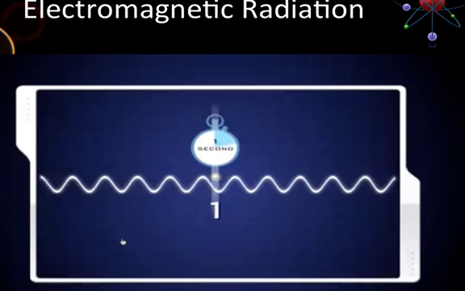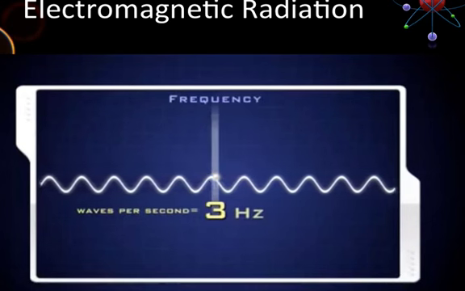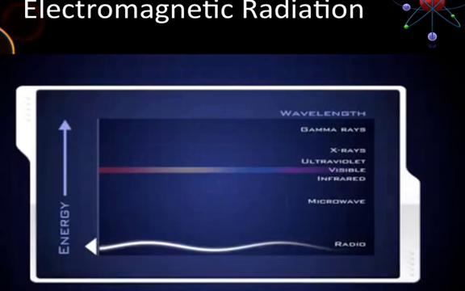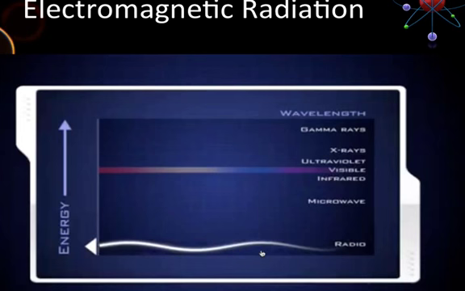And then we see this is frequency, the number of waves traveling per second. This is what we discussed. Hertz means per second. So in terms of energy, this is a radio wave, which has a very long wavelength and a very small frequency. Therefore the energy will be very less.